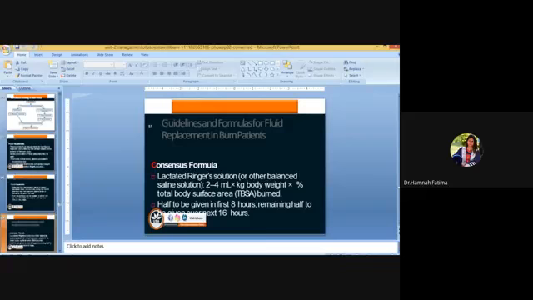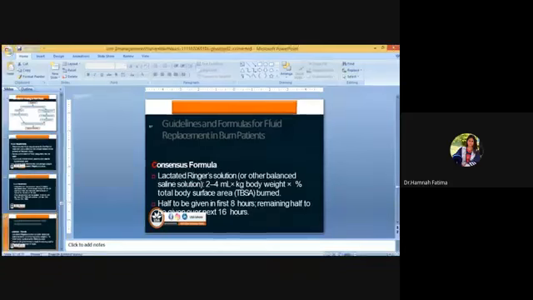Now what is the Parkland formula? 4 ml into body weight in kgs into total body surface area. And I have already told you greater than 25% total body surface area comes in severe burn. So let's take a 25% total body surface area.